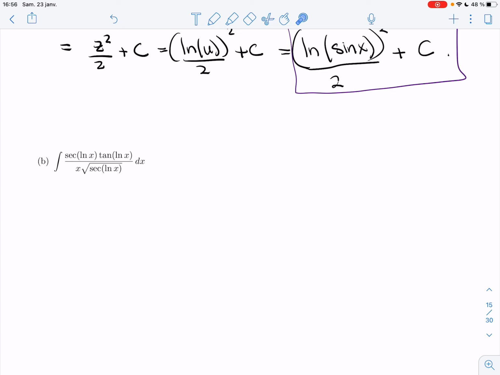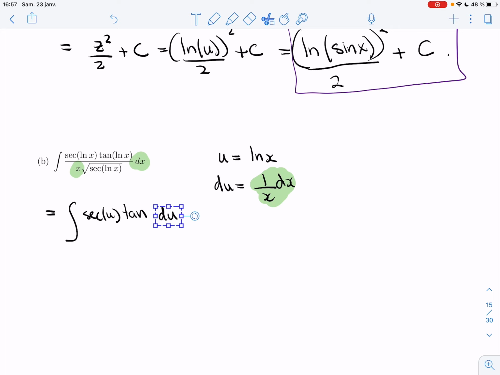One thing I noticed though is I have log of x right here, and I have x in the denominator. So that tells me that I should probably take u to be log of x, and then when I look at my substitution, the du will take care of the extra x that was strangely hanging out in front. All right, so everything works quite well. I have the du, secant of u, tan of u, and my denominator is square root of secant of u.